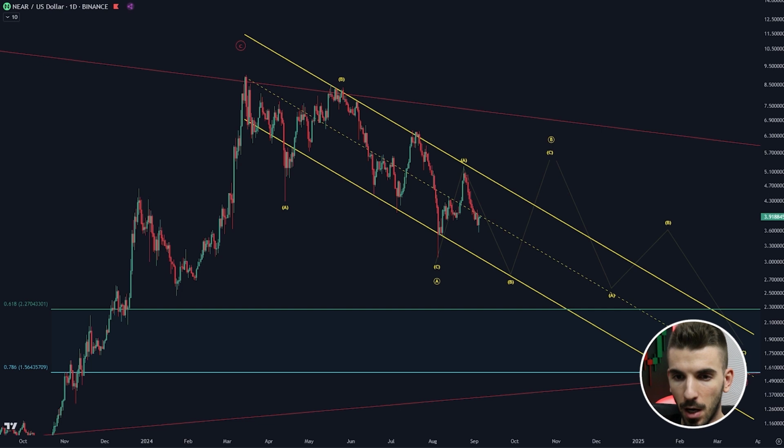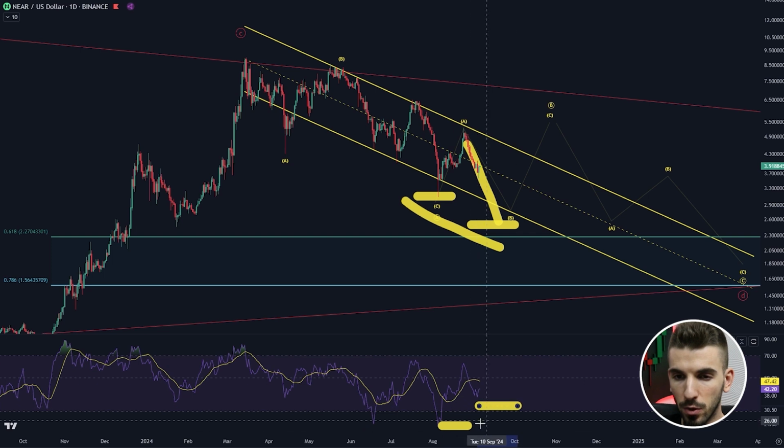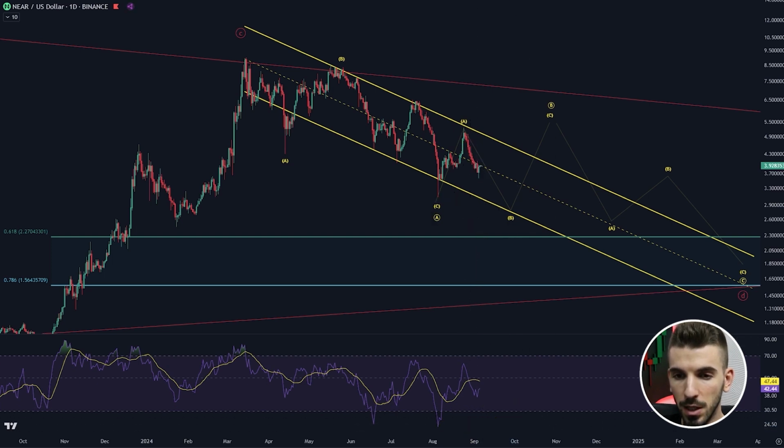Number 1, I want to see price taking this low and filling this wick to the downside, so making a lower low. Number 2, I will place an RSI on the chart. I want to see when it takes that low and price makes a lower low, that the RSI is making higher lows, bullish divergence.